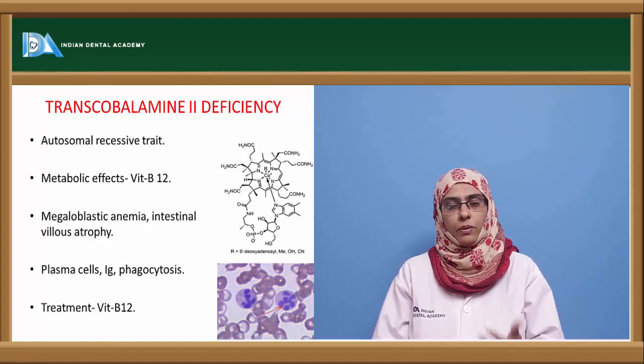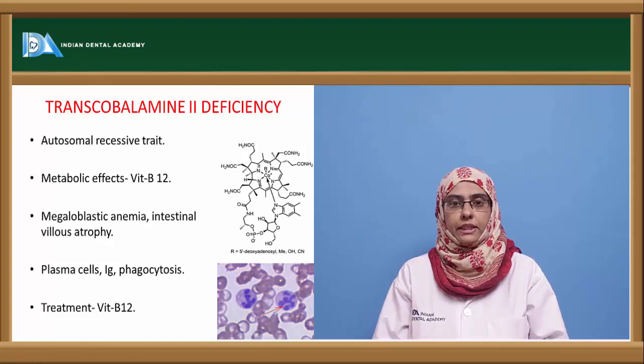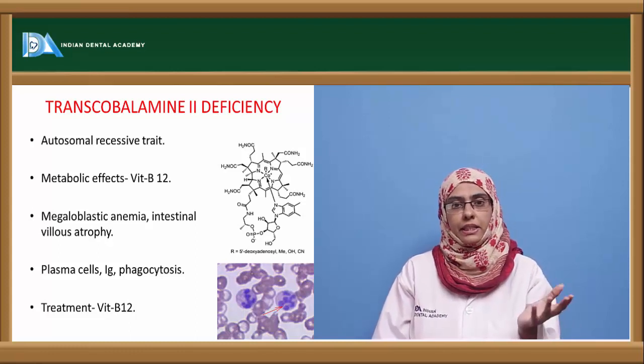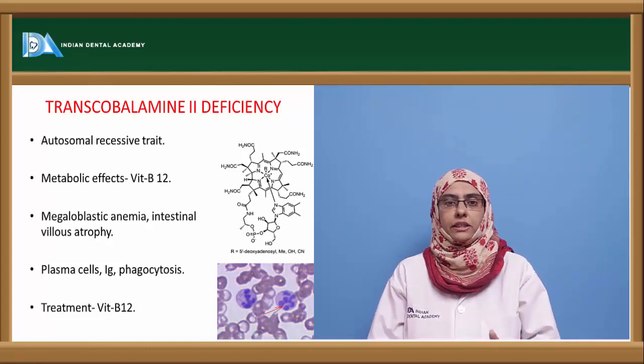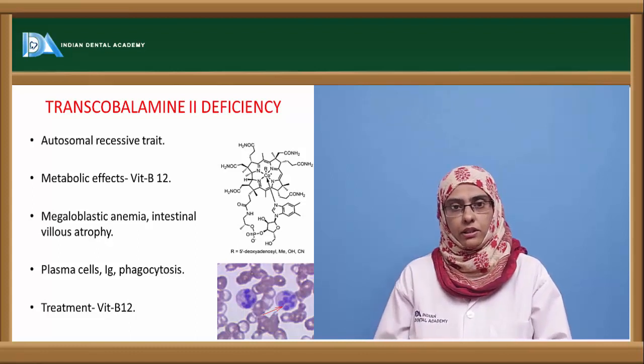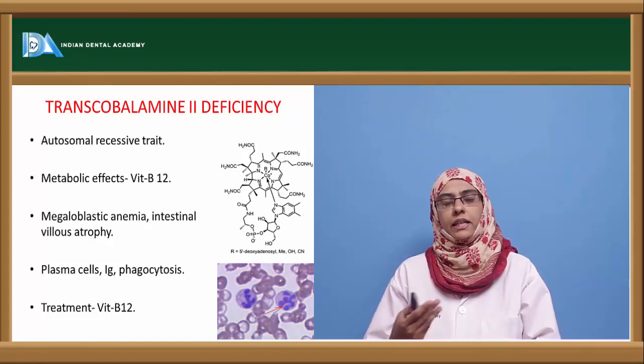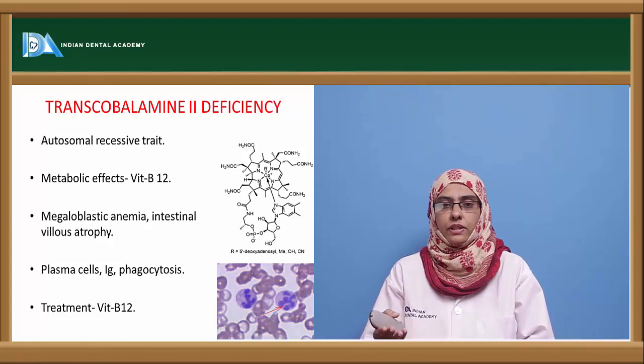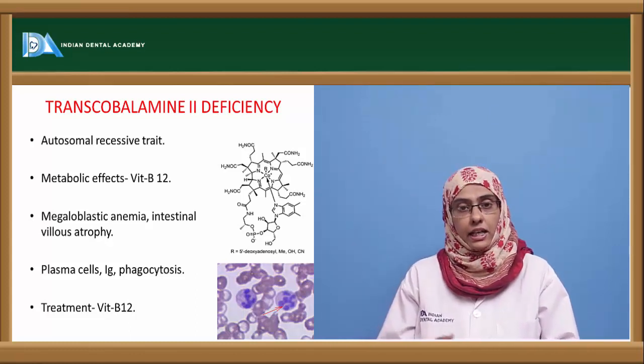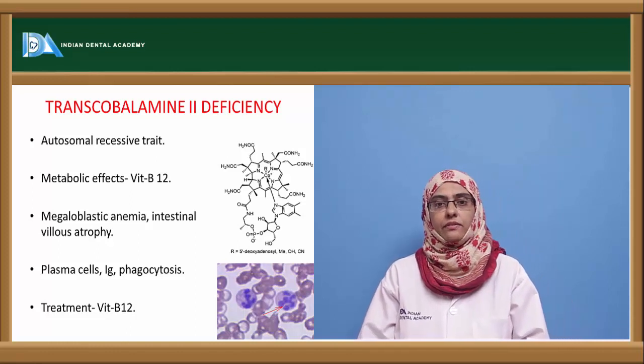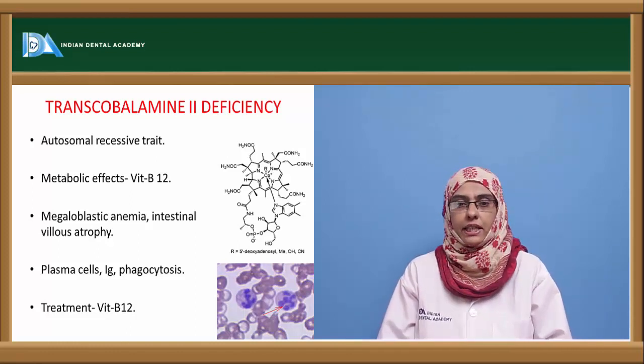Now, when there is no proper absorption of vitamin B12 in the intestine, there is a possibility of a decrease in the production of RBCs, leading to anemia. So the metabolic function to uptake vitamin B12 is lost in these patients. So this is called transcobalamin 2 deficiency. Another characteristic feature associated with this disease is megaloblastic anemia.